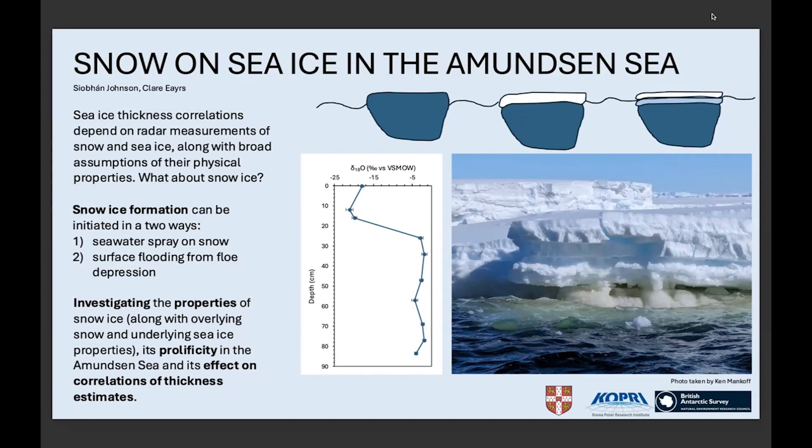But those correlations make very broad physical assumptions about the properties of sea ice and snow, and completely neglect the existence of snow ice. So snow ice is essentially formed in two ways: from seawater spray on snow, but also from flooding of the sea ice floe.